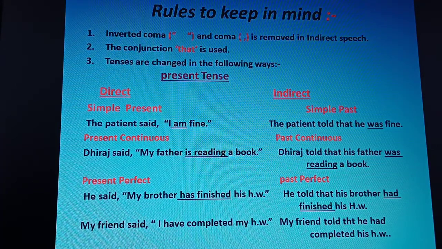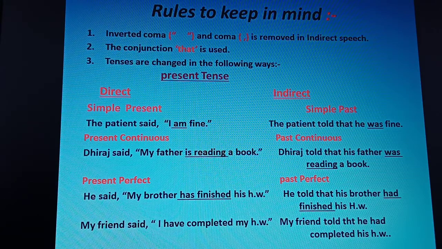Again, another example. My friend said, "I am writing a diary." You are having diary writing, no? So, my friend said, comma, inverted comma, I am writing a diary. The I am writing is a present continuous. And so, it will change into past continuous in indirect speech. And therefore, what will happen? The answer would be, my friend told that he was writing a diary.